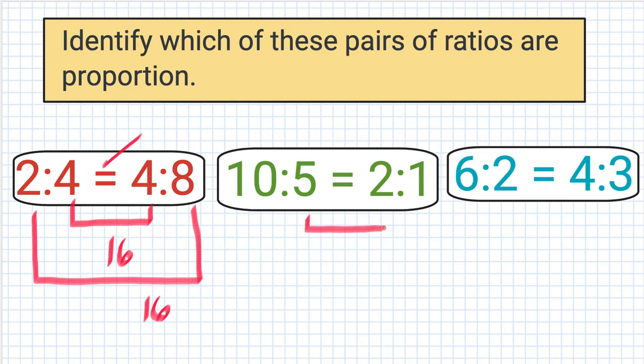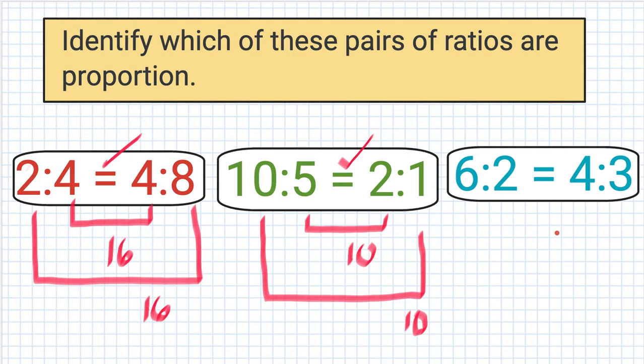Okay, let's have the second example. 5 times 2, that gives us 10. 10 times 1, that gives us 10 also. So 10 is equal to 10. So therefore, these two ratios here are equal or proportion.